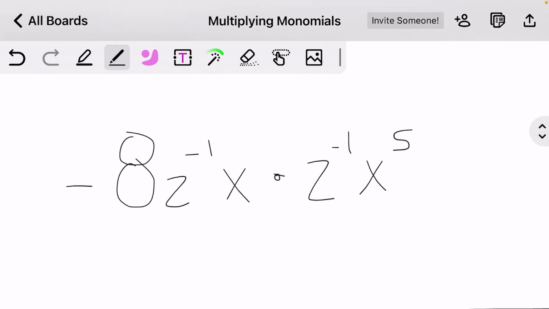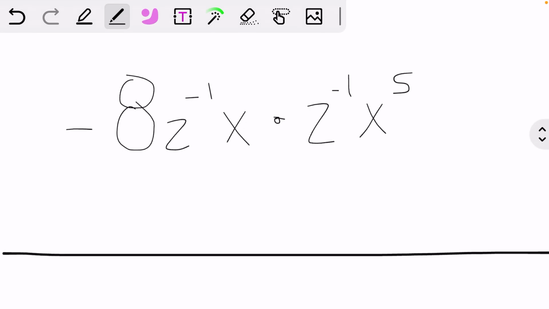We got -8 z to the negative first power times x times z to the negative first times x to the fifth. So again, let's go ahead and put these monomials in their complete form.